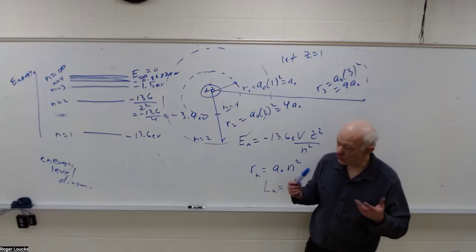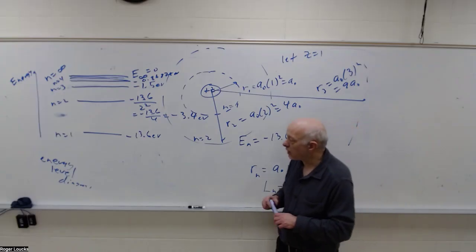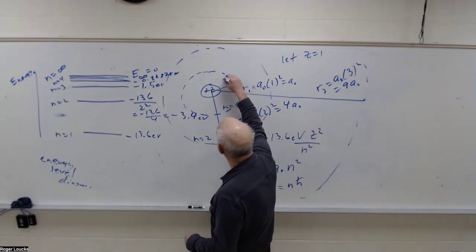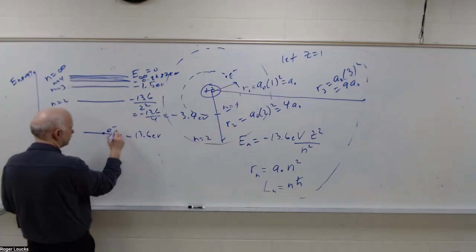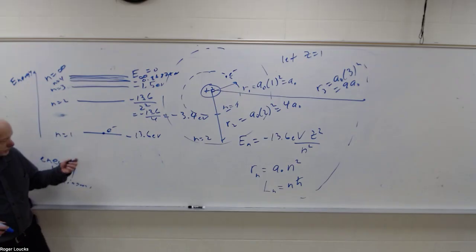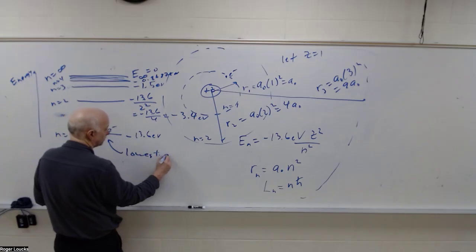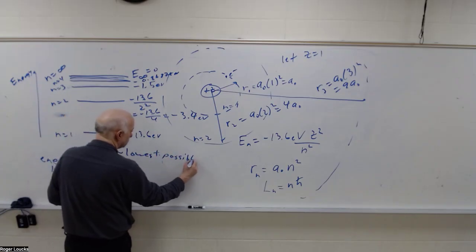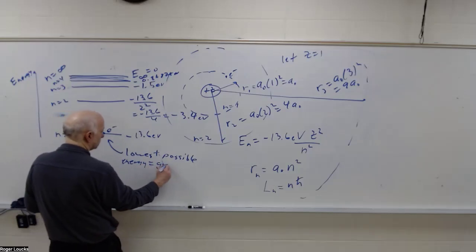Okay. Now we can do some things with this. Let's say the electron is here. That's the lowest energy we can get. The lowest energy a system can have is called the ground state. This is the lowest possible energy, your ground state.